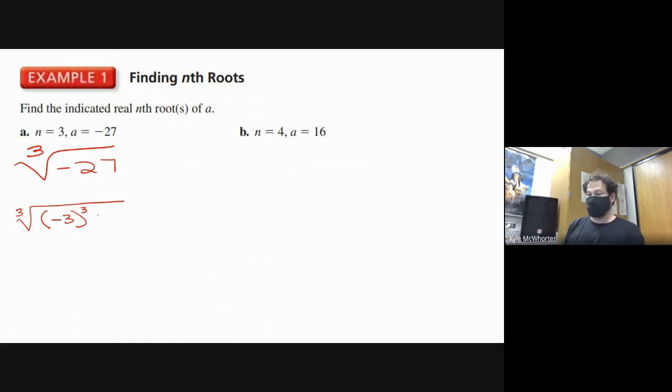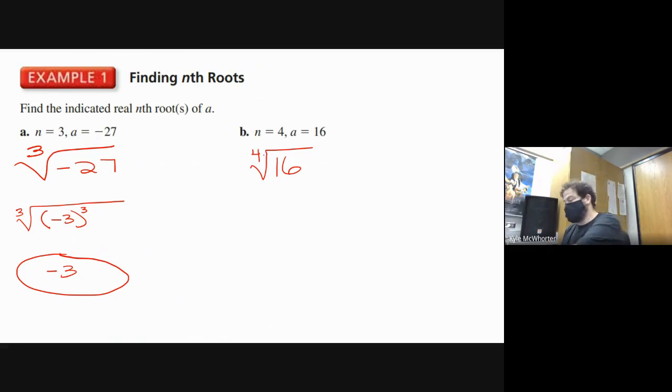So you could rewrite negative 27 as negative 3 to the third power, right? And then the cube root and the third power cancel each other out essentially. So you just get negative 3 as your real nth root of A, the real cube root of A. But when we're looking at B over here, now we're doing the 4th root of 16.